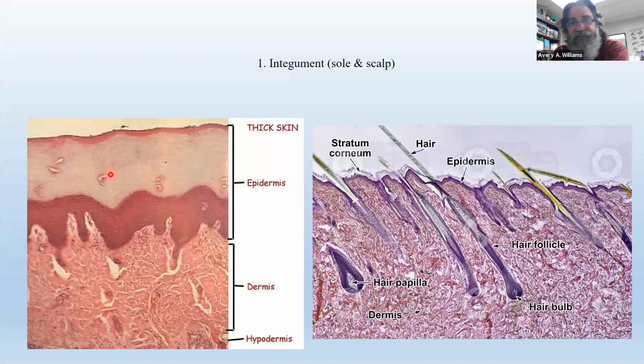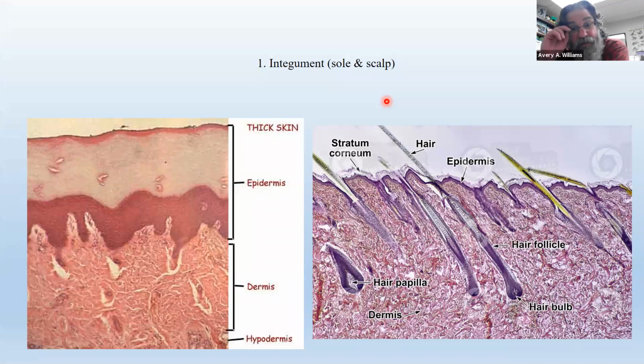So anyway, our first slide is of the integument. That's your skin, right? Your integument. Now, here's a section that's taken from the bottom of the foot or the sole. Here's a section taken from the top of the head or the scalp. So actually, your first slide is actually 2 slides. So you're actually technically looking at 14 different slides instead of just 13, because you have 2 skin slides.